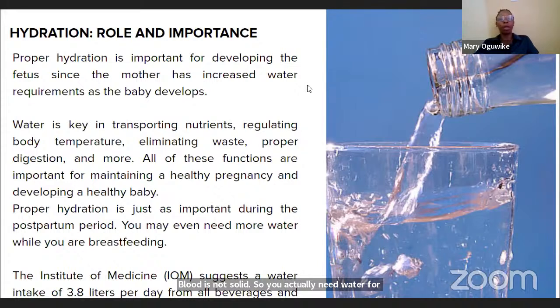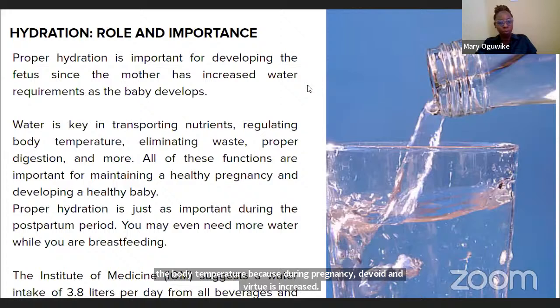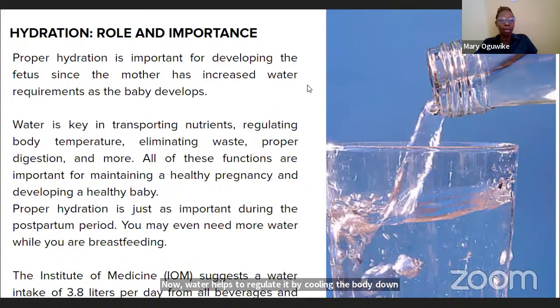And it also helps to regulate the body temperature, because during pregnancy, the body temperature is increased. Now, water helps to regulate it by cooling the body down. It also eliminates waste. It aids in proper digestion and more. Now, all of these functions are important for maintaining a healthy pregnancy and a developing baby.